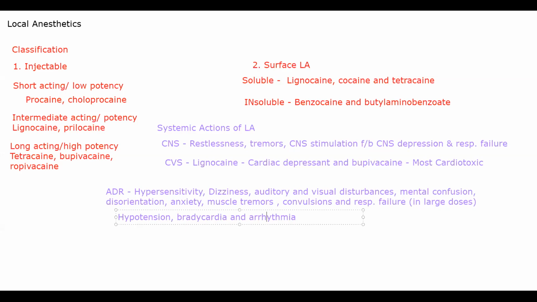I hope you guys understood this. Not a lot to understand, but a lot to memorize though. The next part that you will see will be more understanding type. So let me show you uses and techniques, how you use these anesthetics.